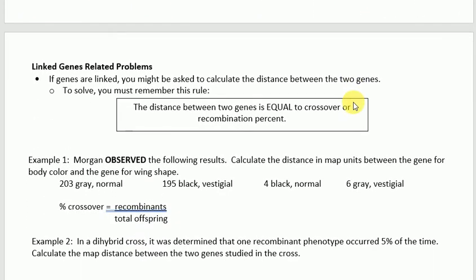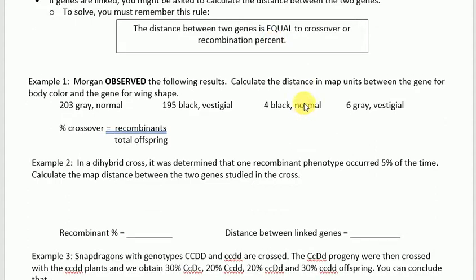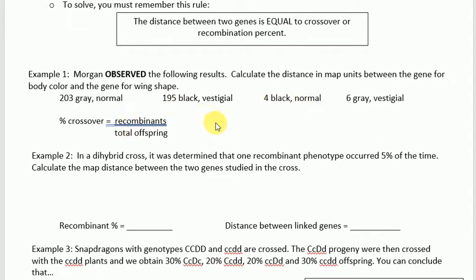Okay, so let's look at some linked genes related problems. If genes are linked, you could be asked to calculate the distance between those two genes. And to solve, you have to remember that the distance between two genes is equal to the crossover or the recombination percent. So let's look at number 1 here. Morgan observed the following results. Calculate the distance in map units between the gene for body color and for wing shape.